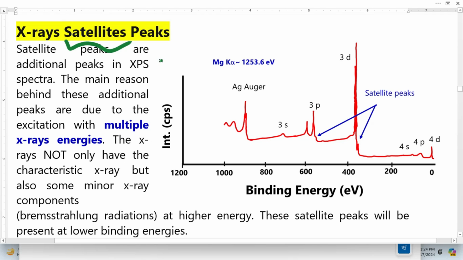X-ray satellite peaks, or additional peaks, appear in XPS spectra. So in this video, I'm going to explain what satellite peaks are, why they appear in XPS spectra, and how to remove these additional satellite peaks.